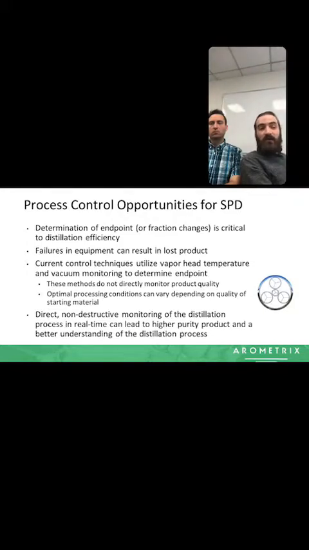And so if you have a failure in equipment, not only is this going to affect your overall quality, but it can sometimes be hard to figure out what exactly is failing in the case of something like a vacuum leak, or even if you have a failure, if you don't have a very good pressure gauge. So current control techniques, well, there's two major ones.